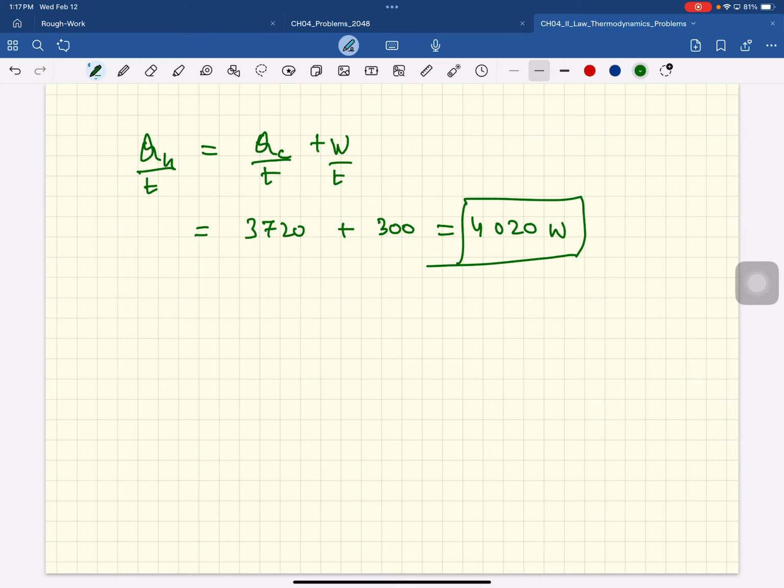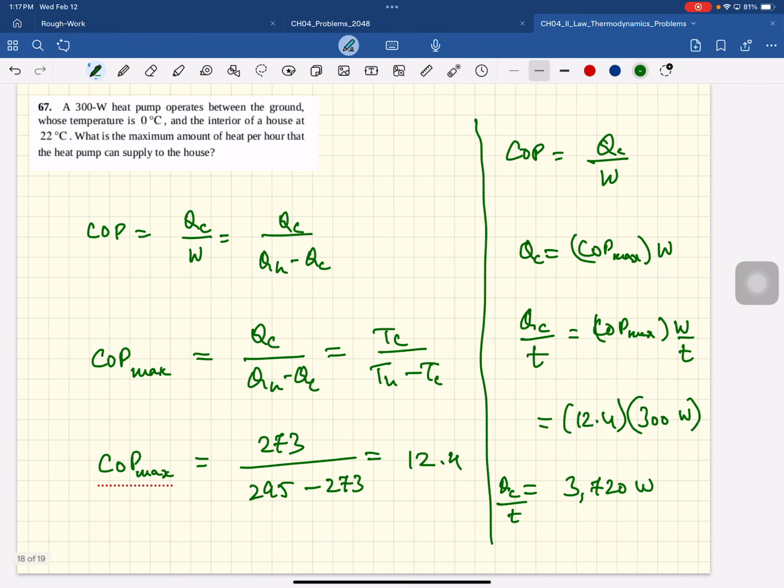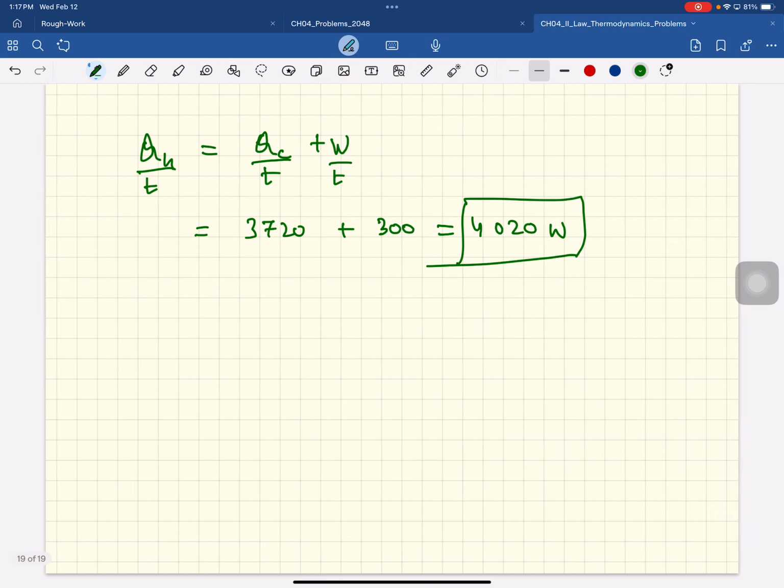And they want you to find the maximum amount of heat per hour that the heat pump can supply to the house. So the amount of heat per hour, that's per second, so per hour is equal to 4,020 joules per second times 3,600 seconds per hour.